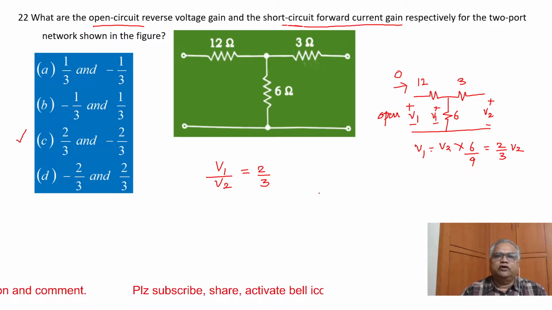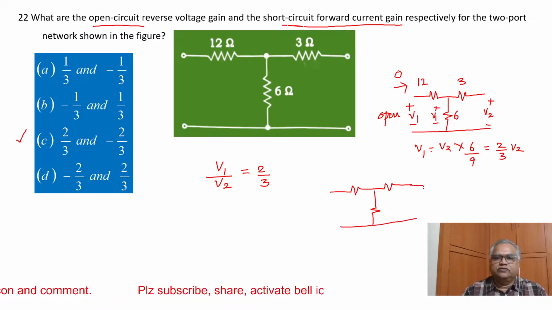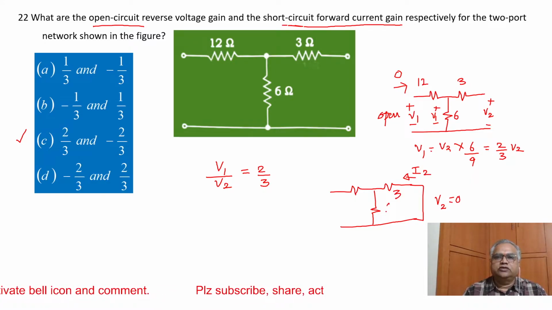Short circuit forward current gain. Forward current gain means I2 by I1. Here we have to short output. This is shorted. V2 is 0. I2, 3, 6, 12. Now this current is I1.